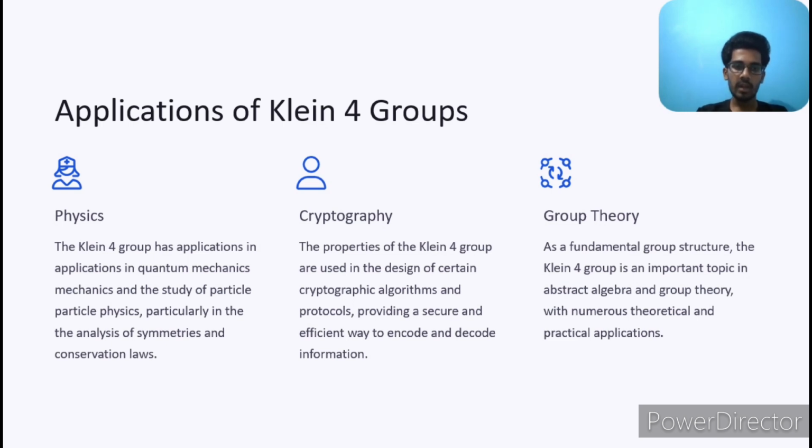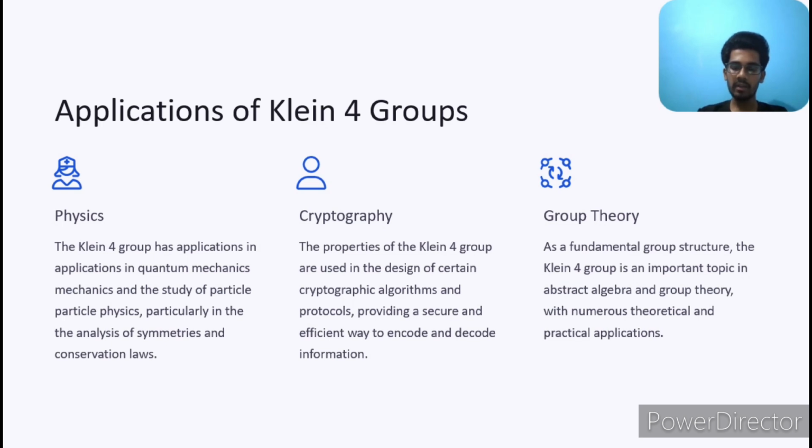Applications of the Klein 4 group: physics, cryptography, group theory. These are the three main applications. The Klein 4 group has applications in quantum mechanics and the study of particle physics, particularly in the analysis of symmetries and conservation laws.